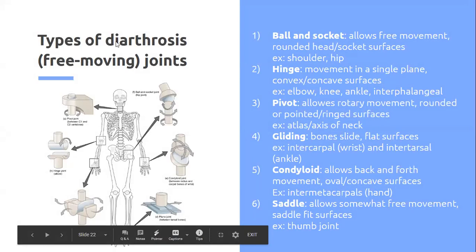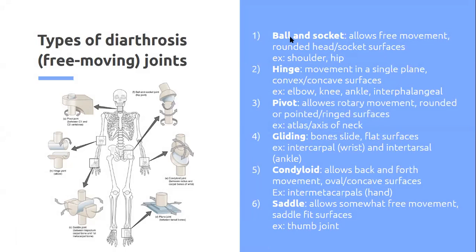And we have different types of diarthrosis, or freely moving joints. First, we have the ball and socket joint. It's probably the most common one, and this allows free movement. It has rounded head and socket surfaces, such as your shoulder and hip. You can rotate your hips and your shoulder.